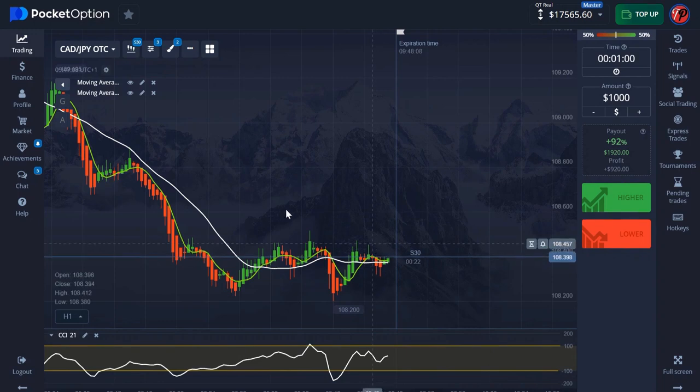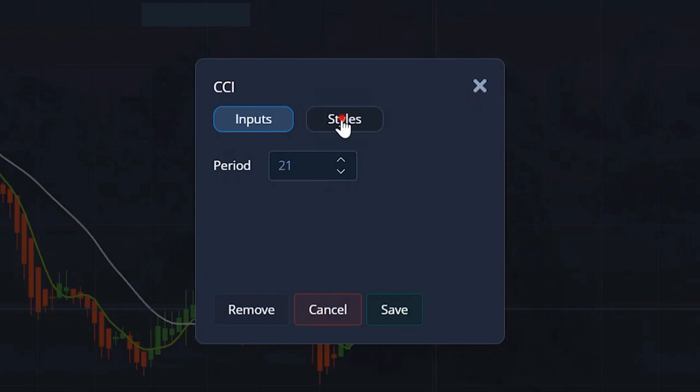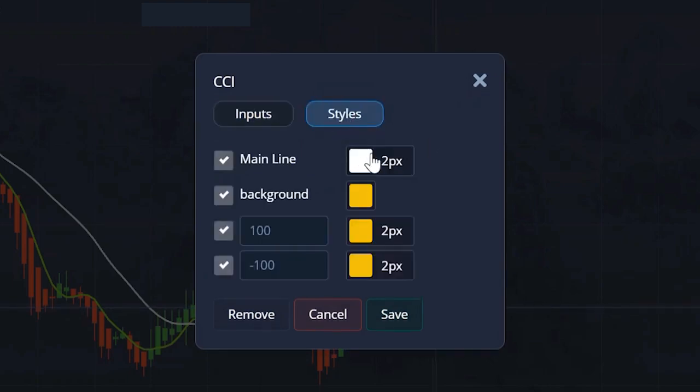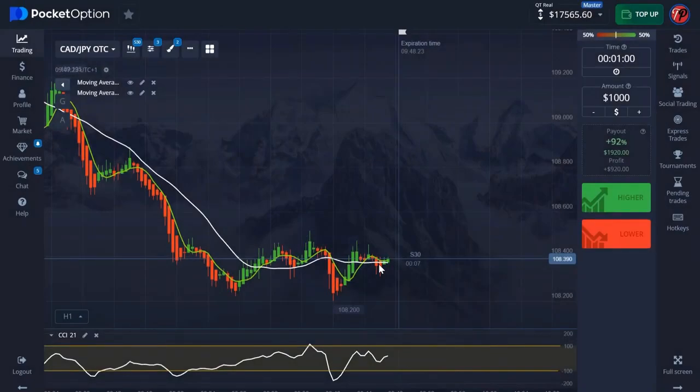The last indicator we use, which is CCI, comes with a period of 21. On the style part here, I make sure I use the main color as white. I take the line there and the rest of the lines here to be on 2 pixels. So that's pretty much all I do. When you're done you hit save. So this is how it's going to look after you set it up.